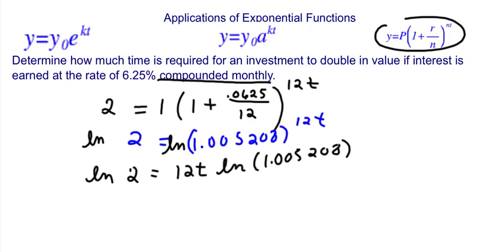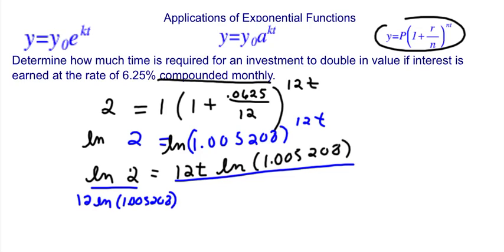Alright, 1.005208. My goal is to solve for t, so I'm going to divide both sides by 12 times the natural log of what I have saved in my calculator. When I came up with this number, I saved that as a. If you don't know how to save things, you might want to ask, because a lot of times I'm going to save and expect you to know that right away.